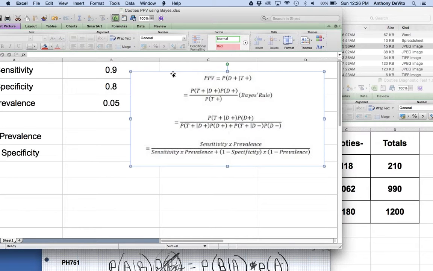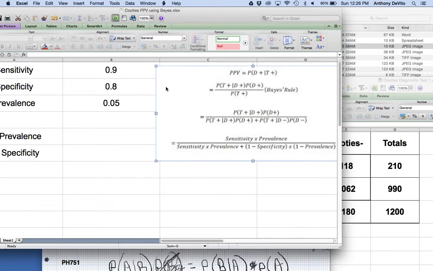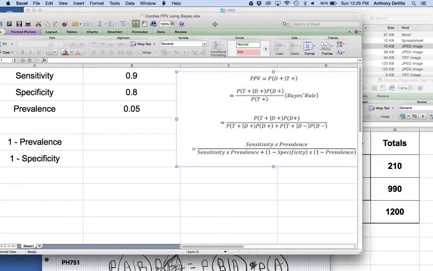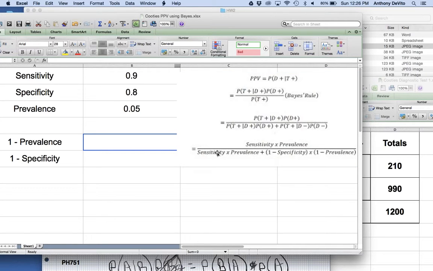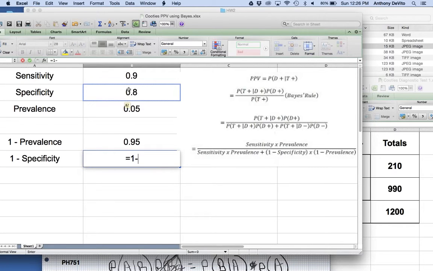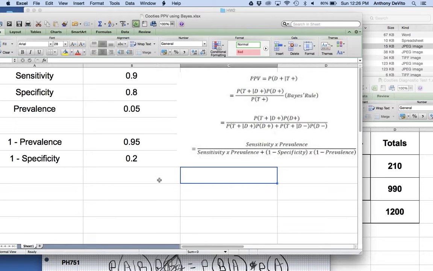That's what this second one is. Okay, so we're going to actually work that out now. In order to work that out, I already know the sensitivity, I already know the specificity, it's given to me. I already know the prevalence, that's given to me. So now, since I see I'm going to need 1 minus the specificity, I might as well figure that out now. Equals 1 minus the prevalence, and this is equal to 1 minus the specificity. Okay, so that's going to make it a little easier for me to figure this out.